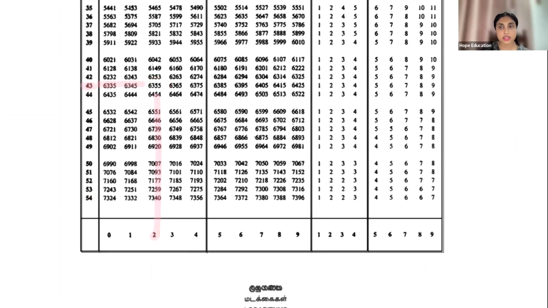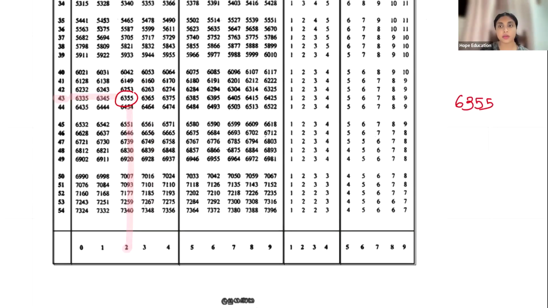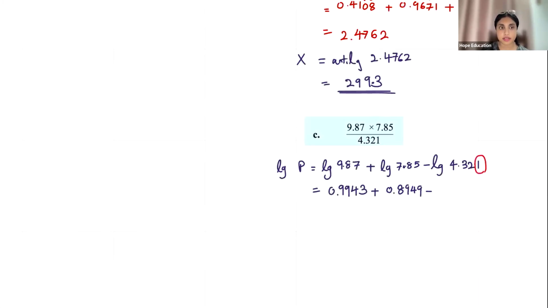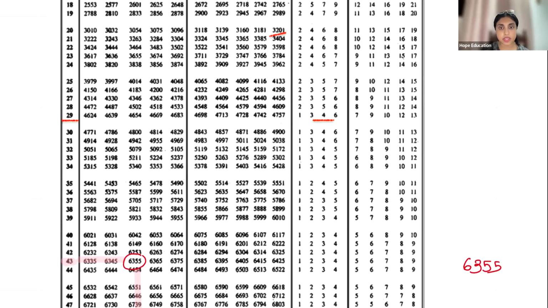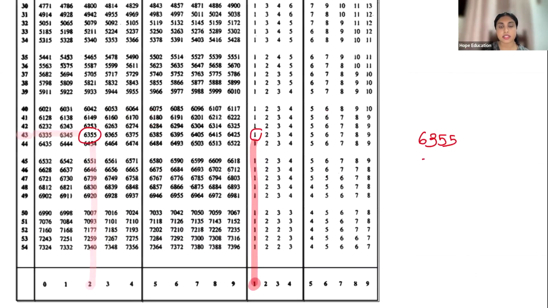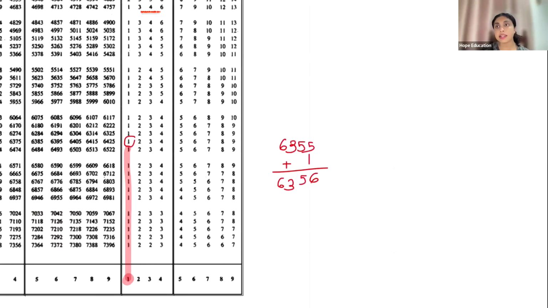6355. And there's another number, no? What is the other number? 1. How do I get the 1? I get 1 from the mean difference. Here this is the mean difference. The corresponding value for this is 1, and I add it to this. So 5 plus 1 is 6. So that would be 6356. Is that clear?